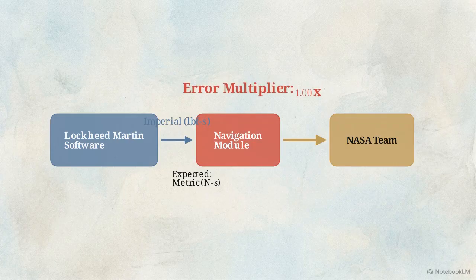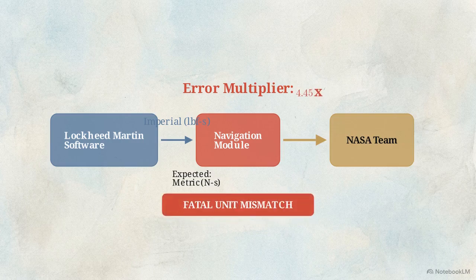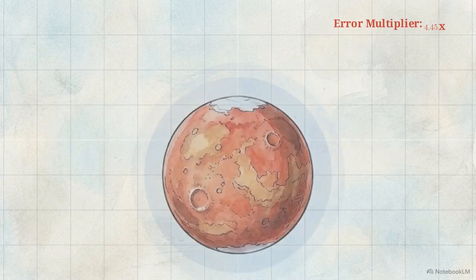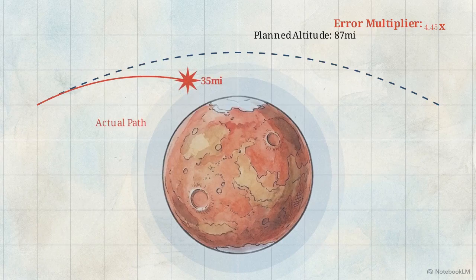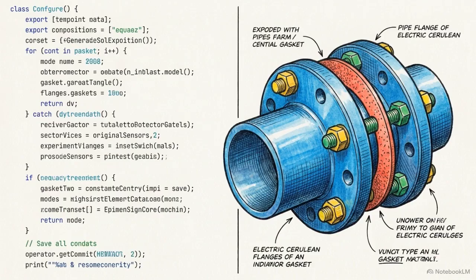Because this unit discrepancy went uncorrected, it created a compounding multiplier of 4.45 over the spacecraft's 9-month transit. Instead of entering orbit at a safe 87 miles, the data drift pushed the orbiter down to roughly 35 miles, where atmospheric drag tore it apart. Software interfaces manage data, but physical interfaces manage isolation.